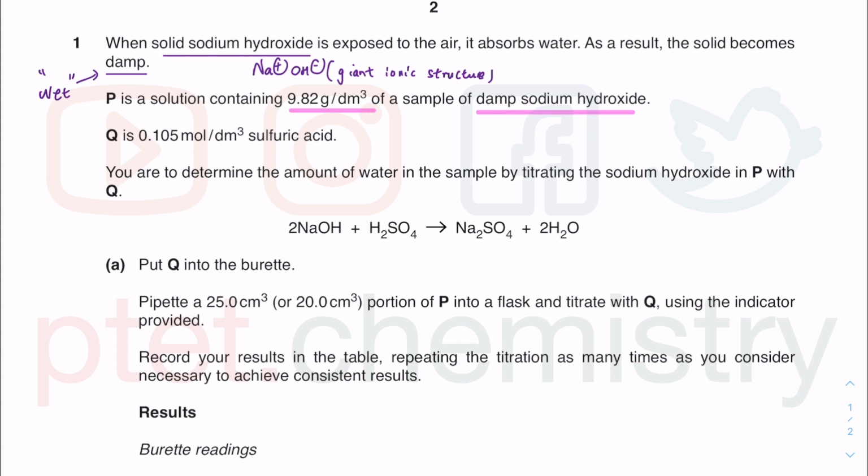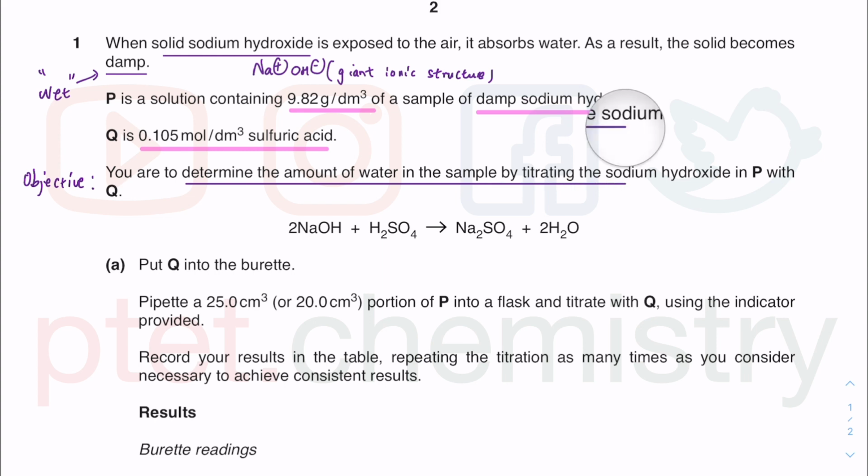Now, you are also told that Q is sulfuric acid at 0.105 mole per dm cube. The objective of this experiment, as with any practical, any experiment, any paper 4 experimental design or experimental analysis, everything comes down to objective. What are you trying to do? What are you trying to find? Here you're trying to determine the amount of water in the sample of this sodium hydroxide, and how are you going to do it? You're going to do titration.